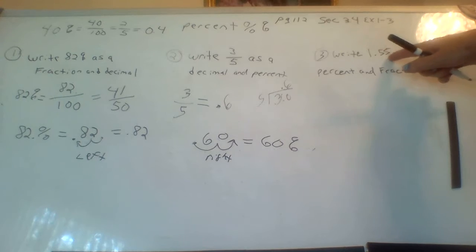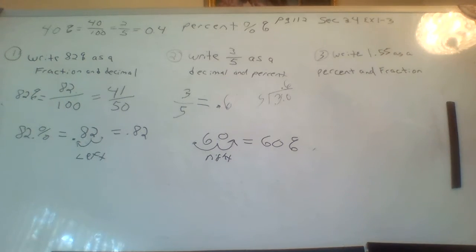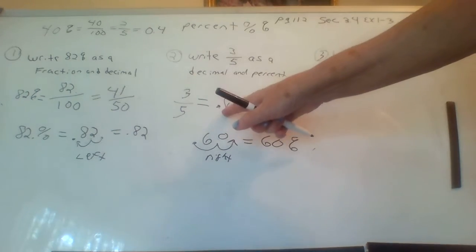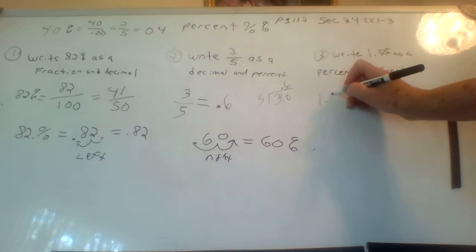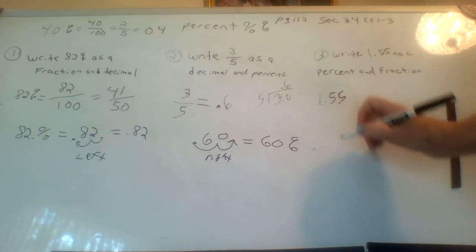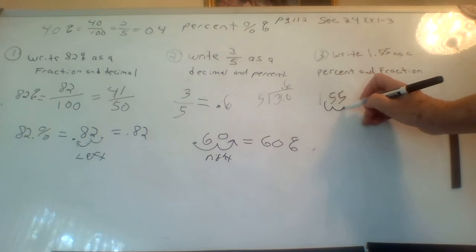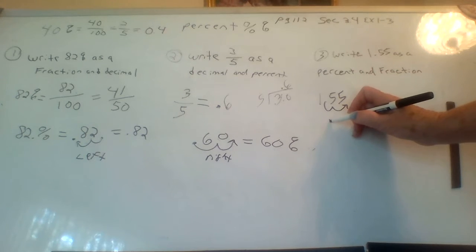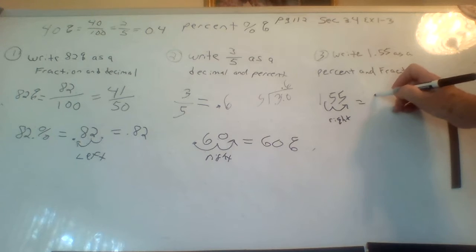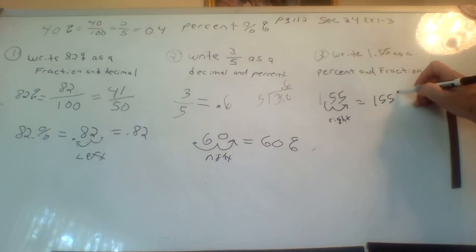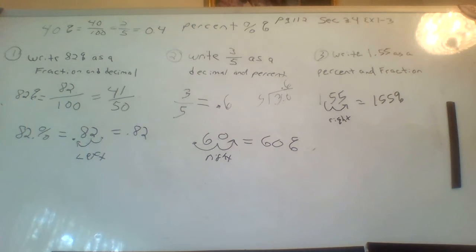So to write it as a percent, remember, we're going to move our decimal, just like we did here. We had a decimal. We're going to move the decimal. We're going to move it 2 places to the right and add our percent. So you get 155%.